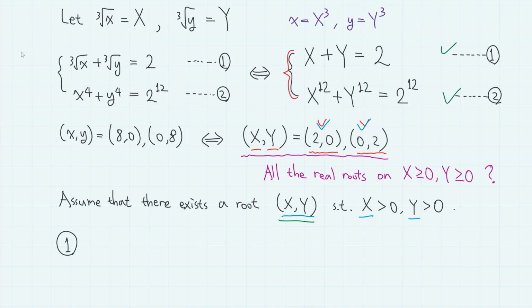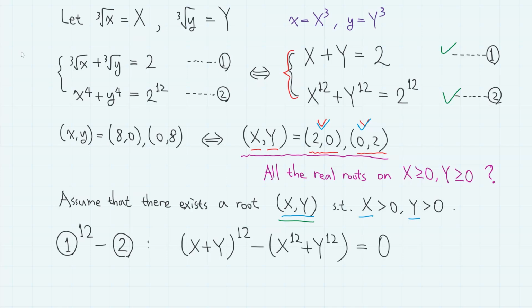Notice that if we raise equation 1 to the 12th power and subtract equation 2 from that, it gives capital X plus capital Y to the 12th power minus capital X to the 12th power plus capital Y to the 12th power is equal to 0.